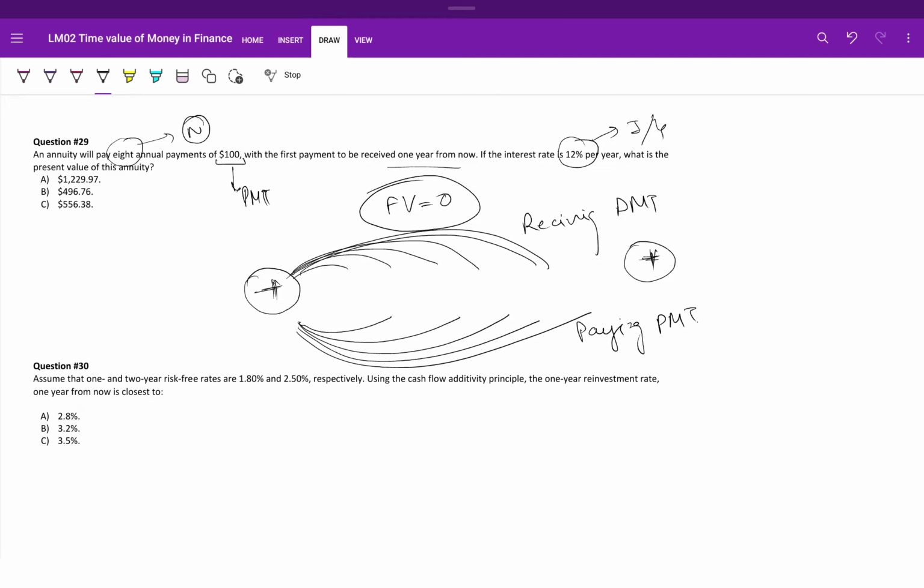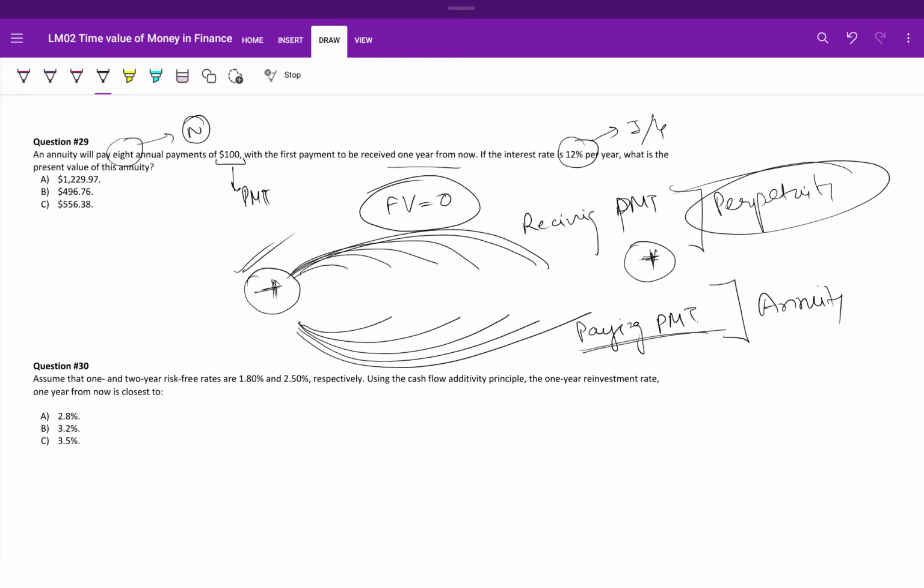So there is a difference. So you are going to pay. Paying, where you're paying, that's an example of annuity. And where you are going to receive, so how much are you willing to pay today? These kinds of questions are perpetuity. Perpetuity and annuity are actually opposite to each other.